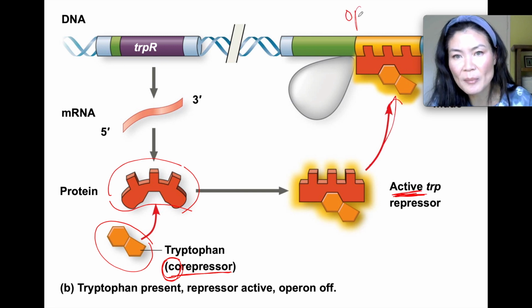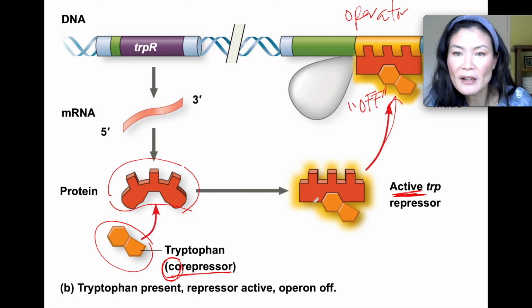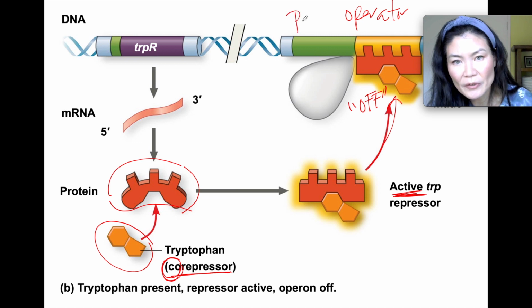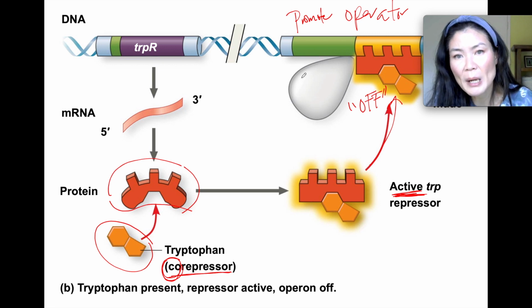Remember how we said that the operator is that switch? So this is the off button, okay? When the repressor with the co-repressor tryptophan binds to the operator, it switches the genes off. And how does it switch the gene off? Well, this is the operator, this is the promoter right over here, and there's our RNA polymerase. The RNA polymerase cannot bind to the promoter, or it gets blocked by the repressor with the tryptophan, and it can't get to those genes.